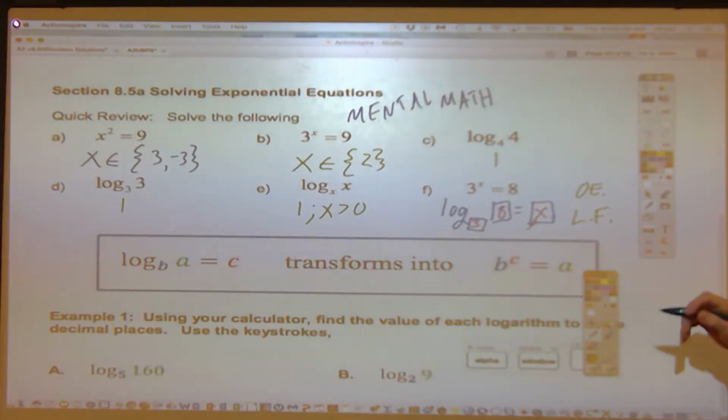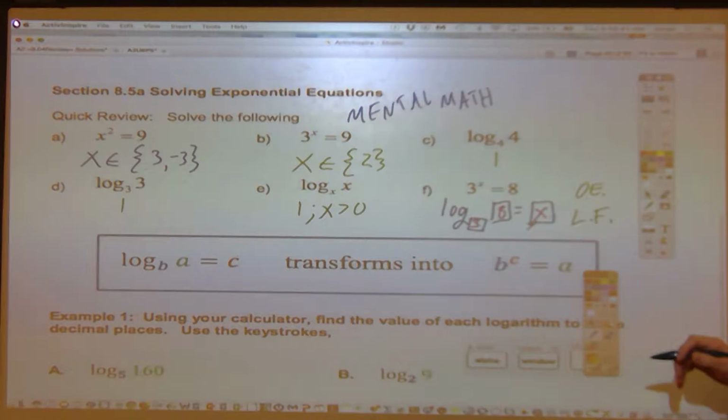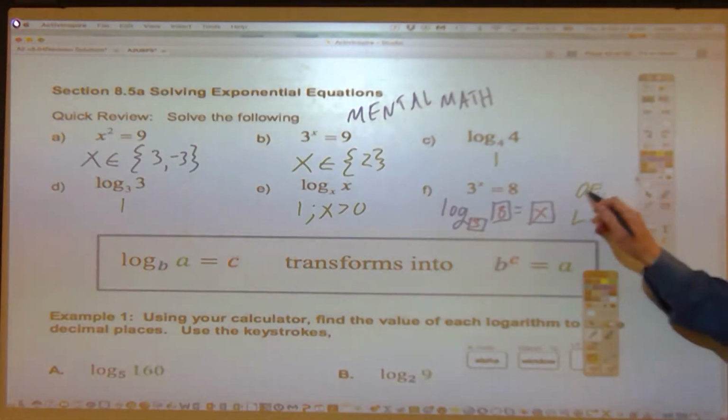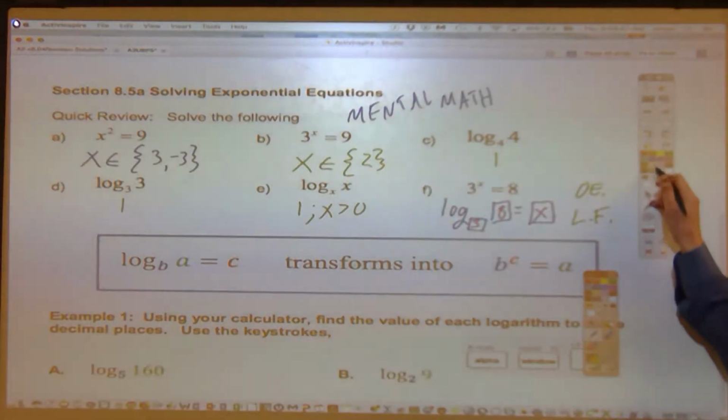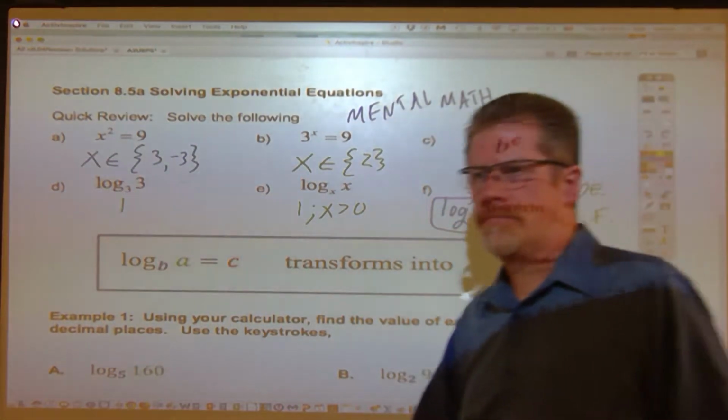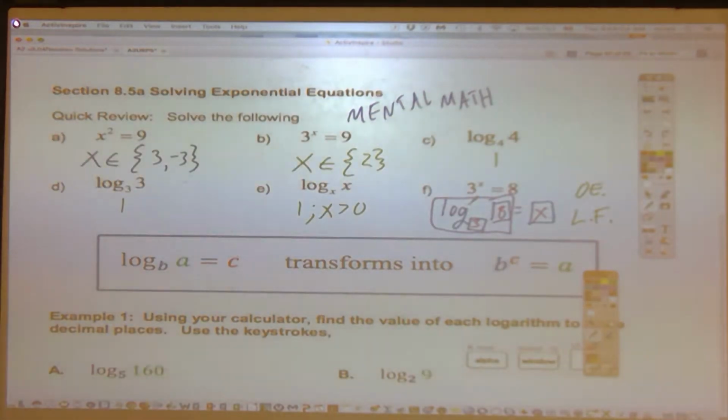So the correct answer on letter F is, in case you're wondering, I mean, it really is a mental math problem. You should be able to look at that and say that the answer is log base 3 of 8. Do you have any questions?